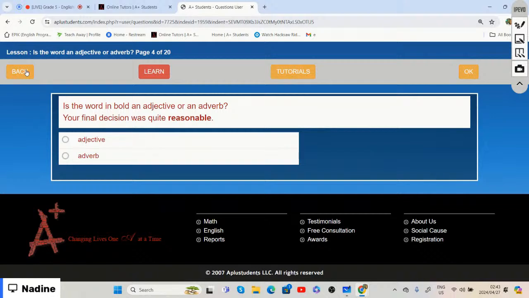Your final decision was quite reasonable. Do you think this is an adjective or an adverb? Reasonable. Okay, no problem, let's go with the adjective. That's correct. So an adjective is correct.